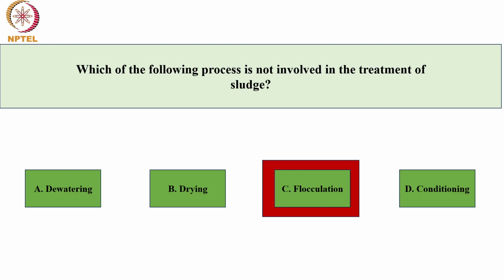That is the thing. Colloidal particles cannot be settled as such without adding coagulants. So we will add coagulants to destabilize them, and then we will flocculate it to form bigger flocks and then settle it down. So that is flocculation. It cannot be used for sludge treatment. Is it fine? Yeah, it's fine. Okay. Now we'll move to the next question.